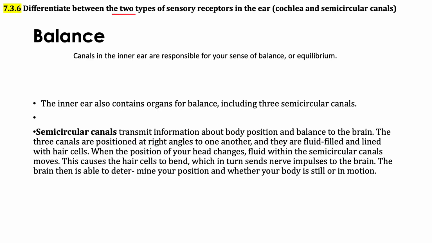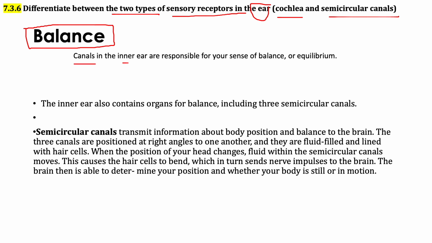Differentiate between the two types of sensory receptors in the ear, which are called the cochlea and semicircular canals. Remember that the ear has a very important function, not only listening but also balancing of your body, because the semicircular canals in your ear help your body to maintain balance or equilibrium. There are 3 semicircular canals in your body which transmit information about your body to the brain.